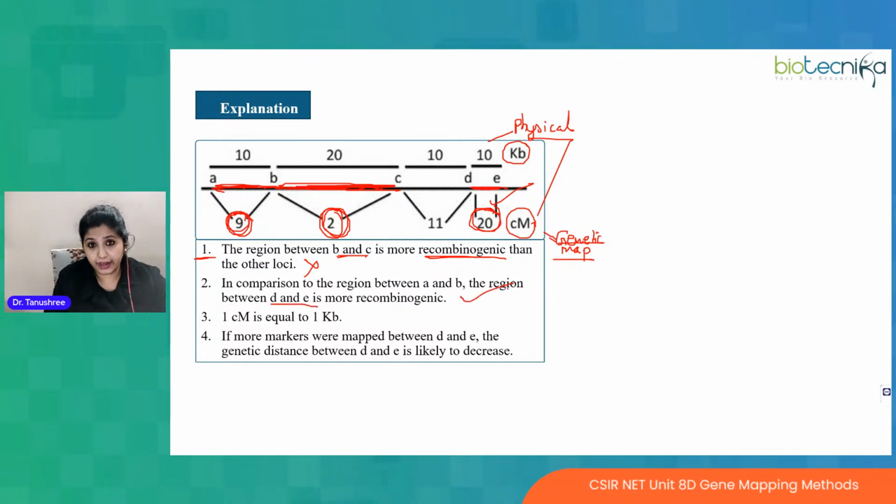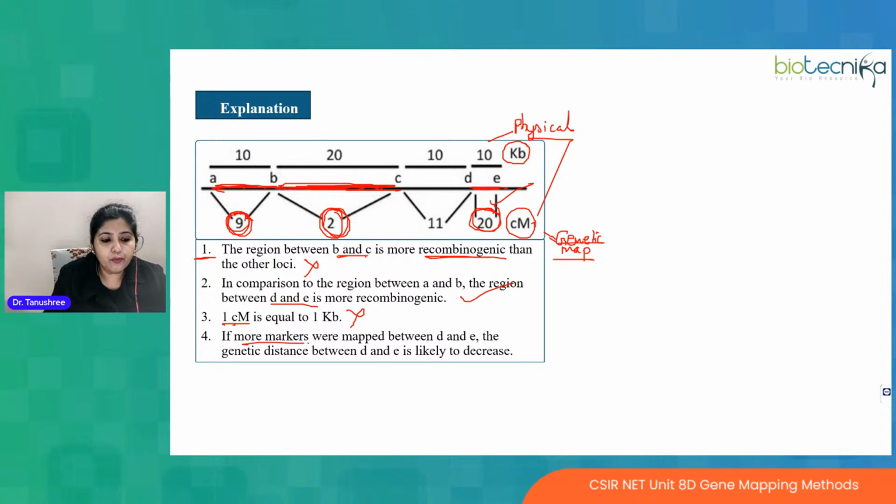This is correct. Now, option 3 is 1 centimorgan is equal to 1 kb. Kindly note that it's not correct. 1 centimorgan is equal to 1 million base pairs in humans on average, not 1 kb. So this is again incorrect.